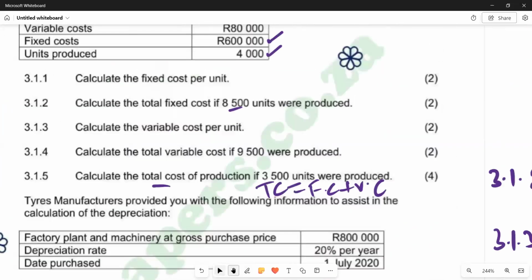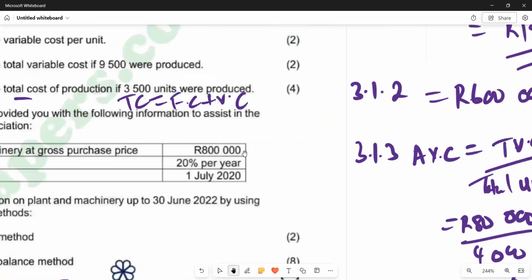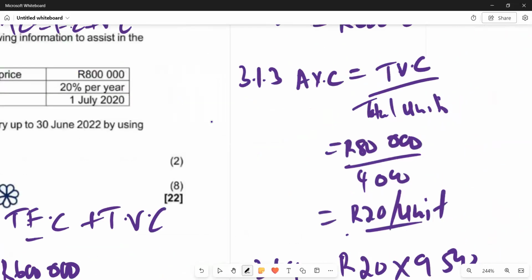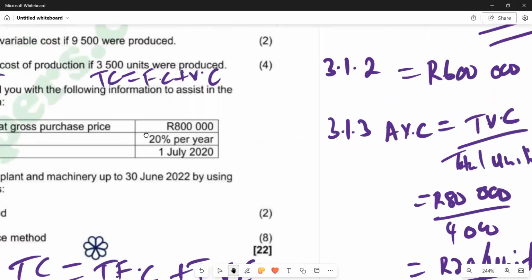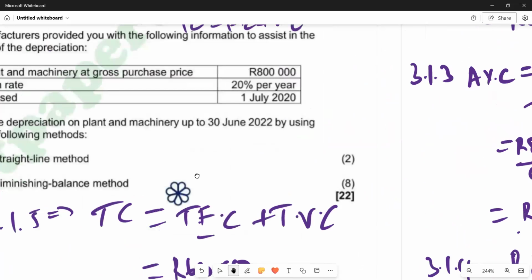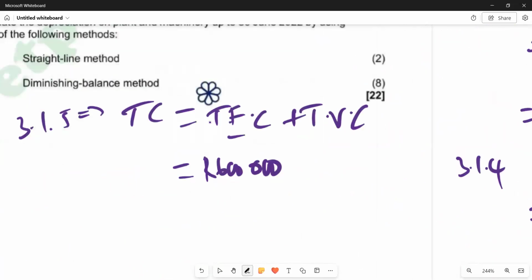And then variable cost is the one that is going to change, whereby we are having 3,500, and we're going to multiply by 20 rand per unit that we got there. We know that it's per unit, we got 20 rand per unit. But in this case, we've got the 3,500. So it's a variable, we multiply by 3,500. So 3,500 units times 20 rand per unit. And then we get the total there.